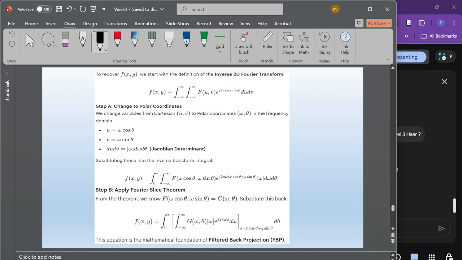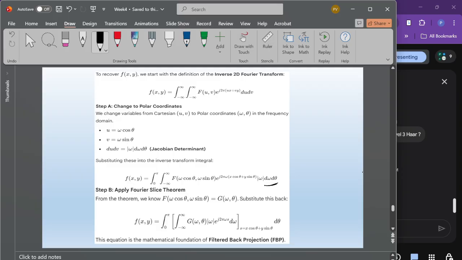The first step is to change to polar coordinates. We need to change from Cartesian to polar coordinates in the frequency domain, in terms of omega and theta. So u corresponds to omega cos theta and v corresponds to omega sin theta, and du dv is equal to mod of omega d omega d theta by the Jacobian determinant. If we substitute that into the inverse Fourier transform formula, you will get this equation.